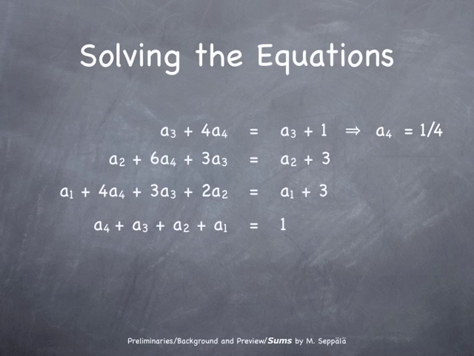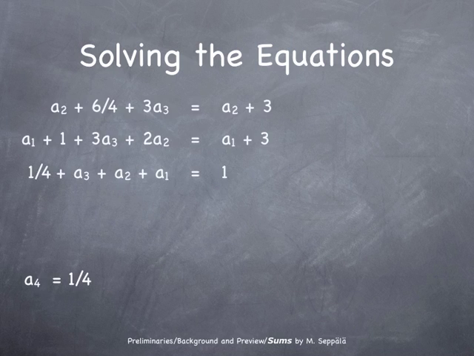Next, we have three equations remaining and three unknowns remaining. We substitute the value 1/4 in place of a4 wherever we see it in the three remaining equations, and we get the equations a2 plus 6/4 plus 3 times a3 equals a2 plus 3, a1 plus 1 plus 3 times a3 plus 2 times a2 equals a1 plus 3, and then finally 1/4 plus a3 plus a2 plus a1 equals 1. This is simply by substituting 1/4 in place of a4 everywhere where it is seen.